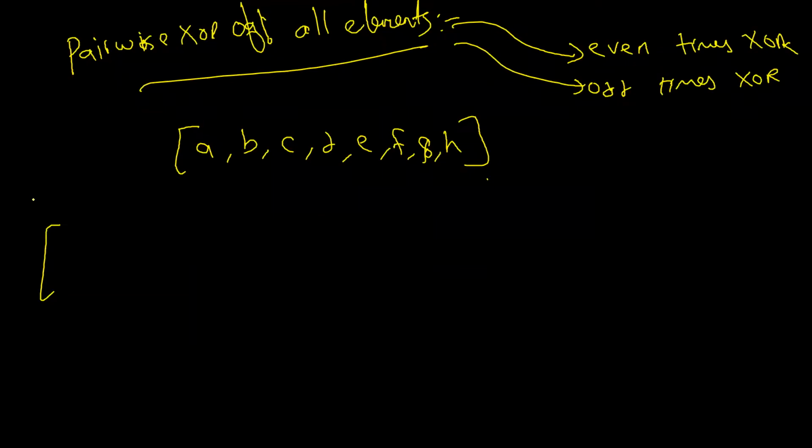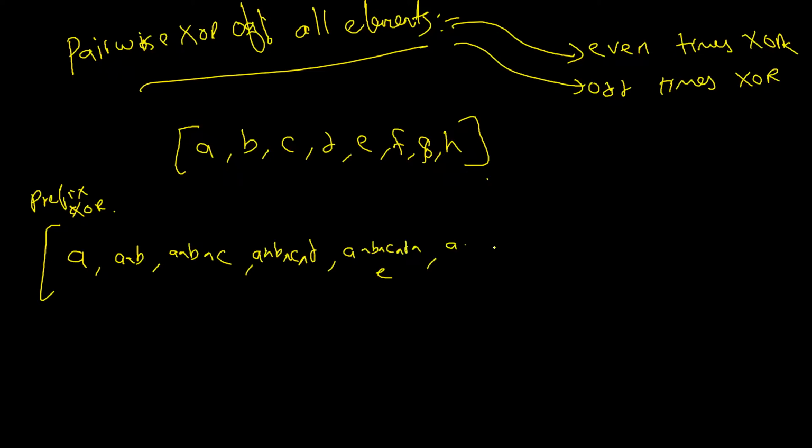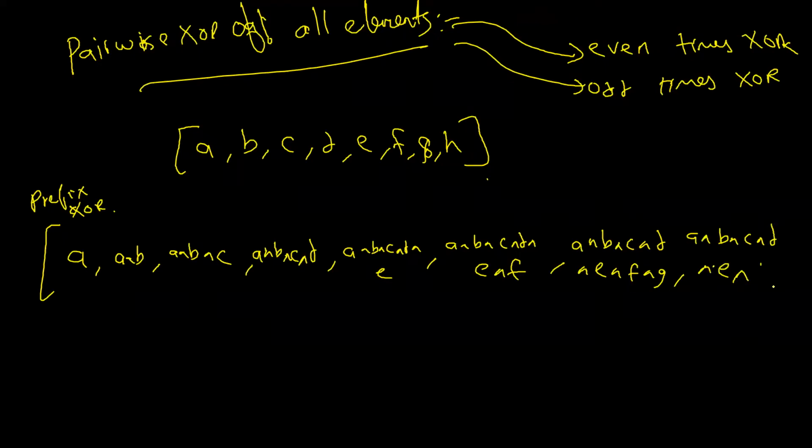So I'll be kind of creating a prefix XOR. देखो ध्यान से, I'll be creating prefix XOR. A's or B, A's or B's or C, फिर उसके बाद A's or B's or C's or D, उसके बाद A's or B's or C's or D's or E, उसके बाद up to F, ठीक है, उसके बाद E, F, G, ठीक है, उसके बाद A, B, C, D, ठीक है, E, F, G, H, ठीक है.